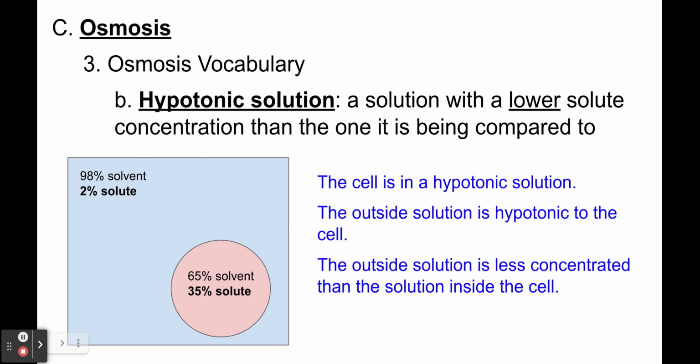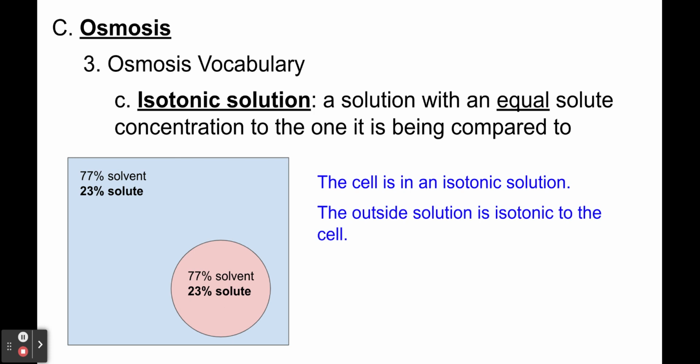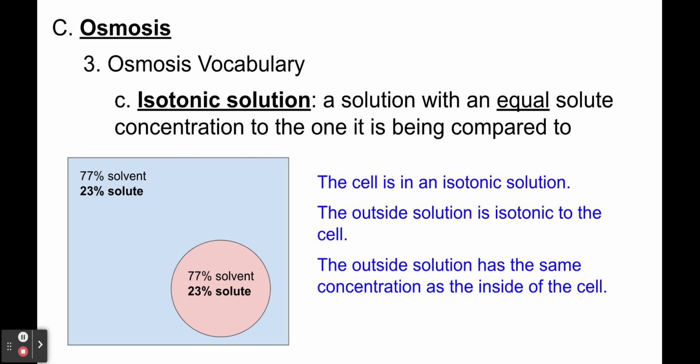There's one more situation. What if the solutions have equal concentrations? Well, then we're looking at lowercase c, an isotonic solution. An isotonic solution is a solution with an equal solute concentration to the one it's being compared to. Here we go, 23%, 23%. This cell is in an isotonic solution. The outside solution is isotonic to the cell. The outside solution has the same concentration as the inside of the cell. All of these sentences mean the same thing.